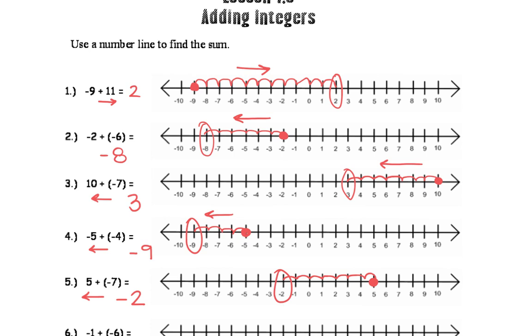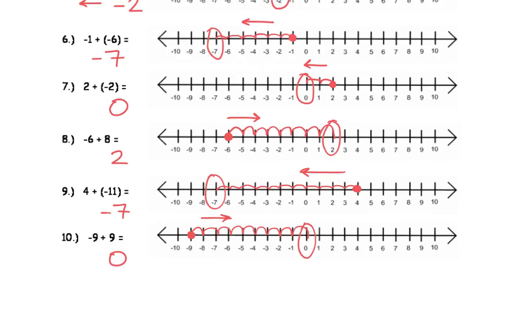All right, so right now you're going to pause the video, and I would like you to try to do number 6 through 10 on the number line, following exactly what we did, where you start at a number and move right or left, depending on if it's positive or negative, to figure out what the answer is. So try 6 through 10 right now.